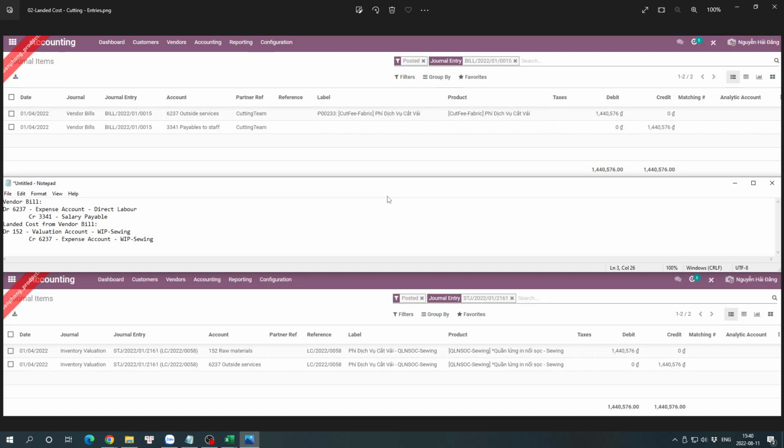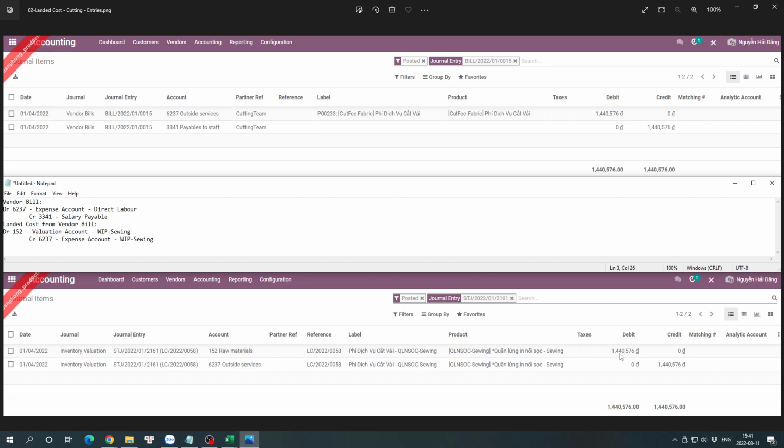That was cutting. Next, remember we have to pay the cutting team, right? We got requests for quotation and purchase order, but it is this vendor bill that has accounting journal implication. And this is it: 6237 outside services, cut fee 1.4 million, and payables to staff 3341 salary payable. I say it here, vendor bill and landed cost from the vendor bill. So this is all about matching landed cost.